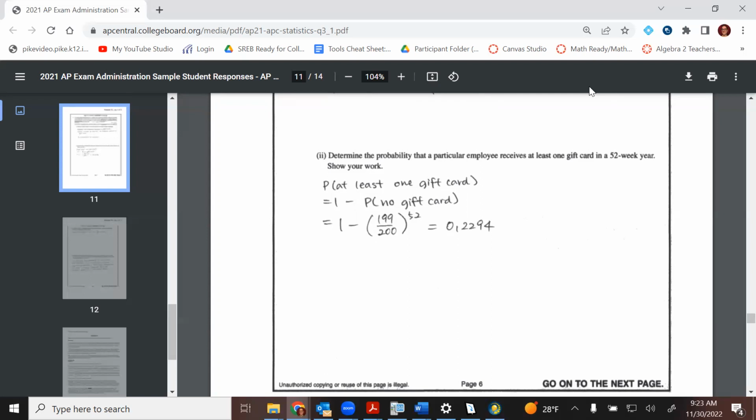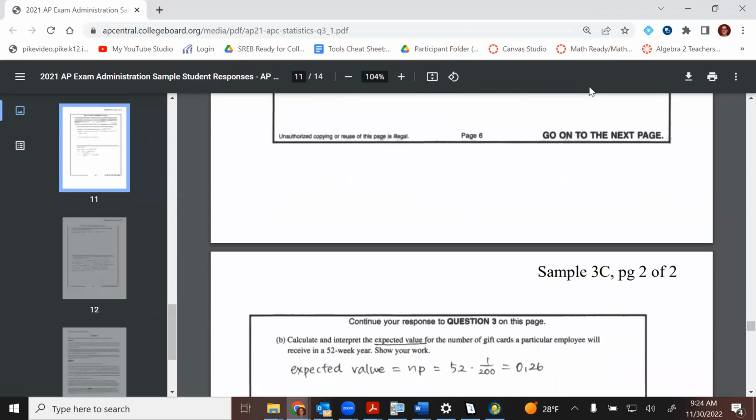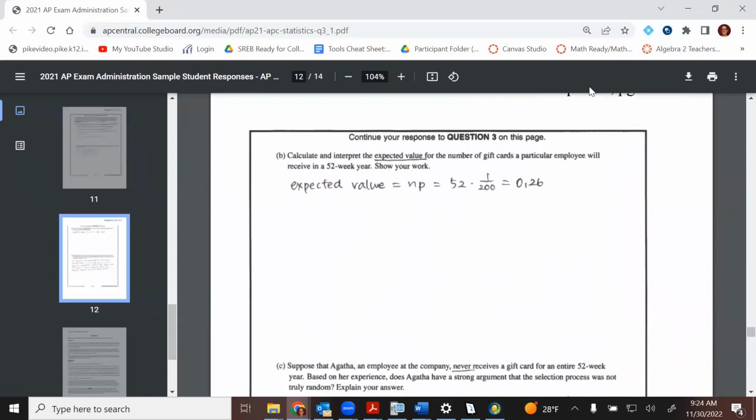They did get the right value. It's within 1 decimal point of the correct answer here. So they got partially correct here on part A. They did come up with the correct value. Go ahead and flip over and look at the back side for this particular individual.